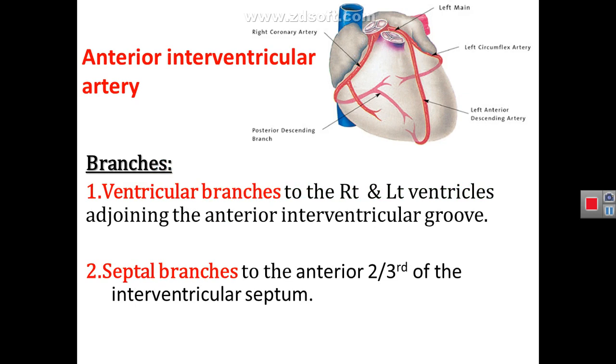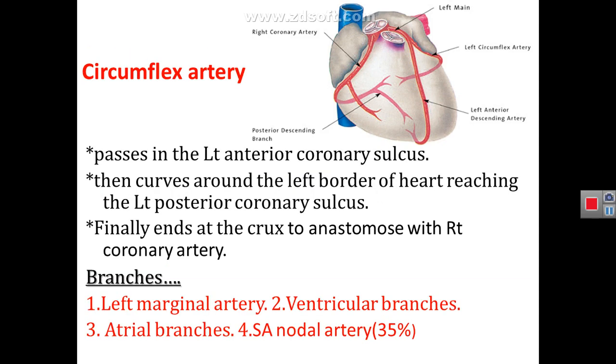Branches of the left coronary artery include branches to the left ventricle, except the part near the posterior interventricular sulcus, which is supplied by the right coronary artery, and also it supplies the right ventricle adjacent to the anterior interventricular sulcus. Also it supplies the anterior two-thirds of the interventricular septum.